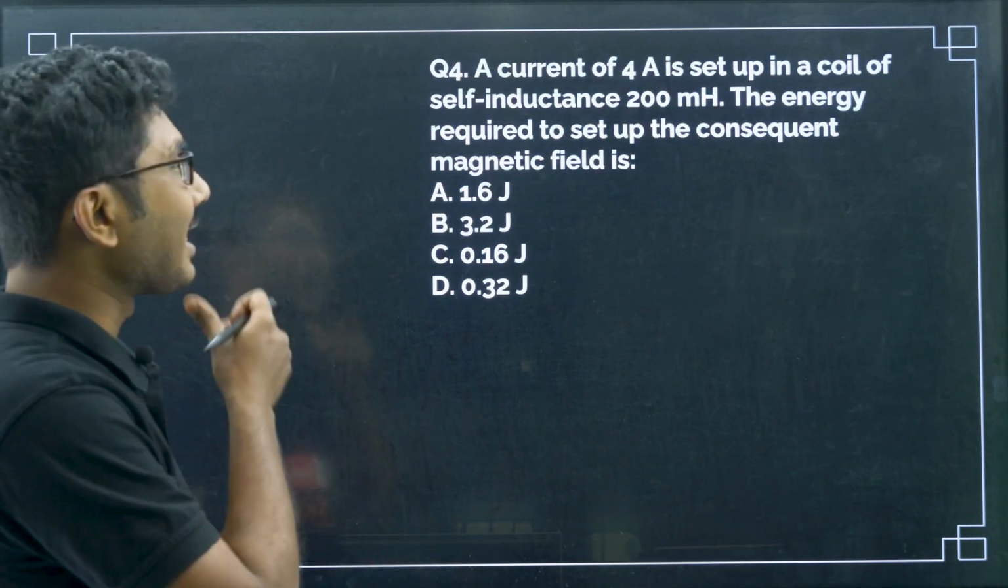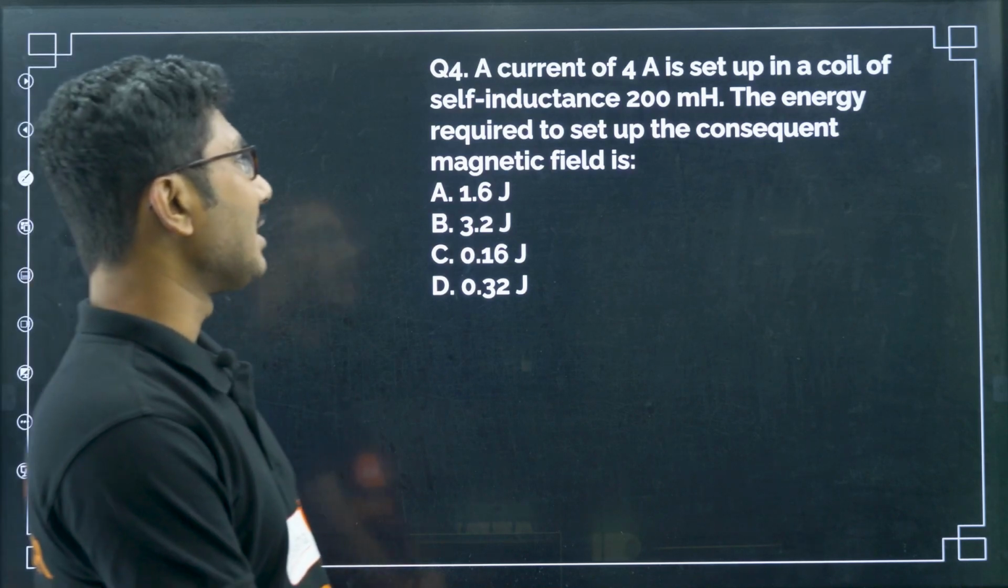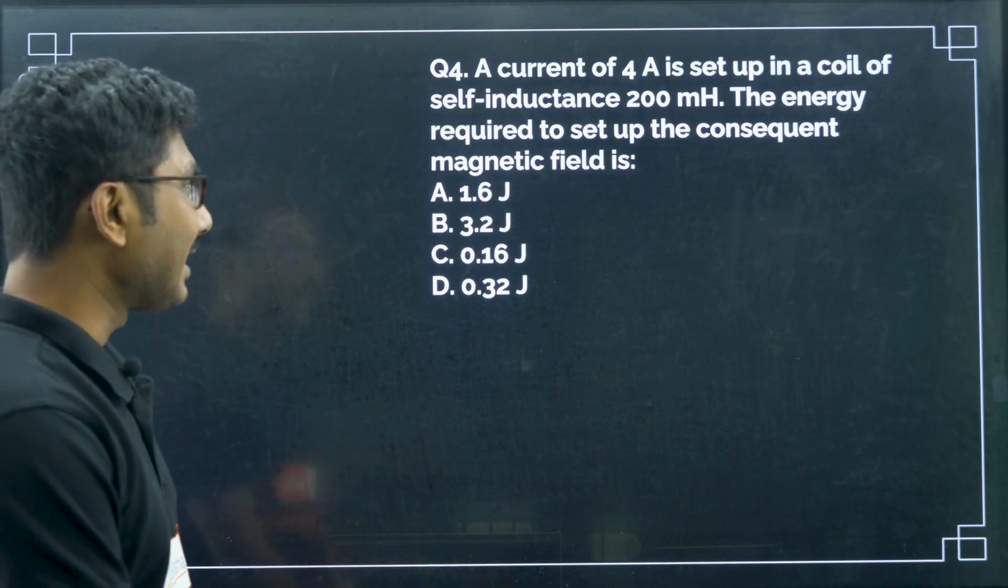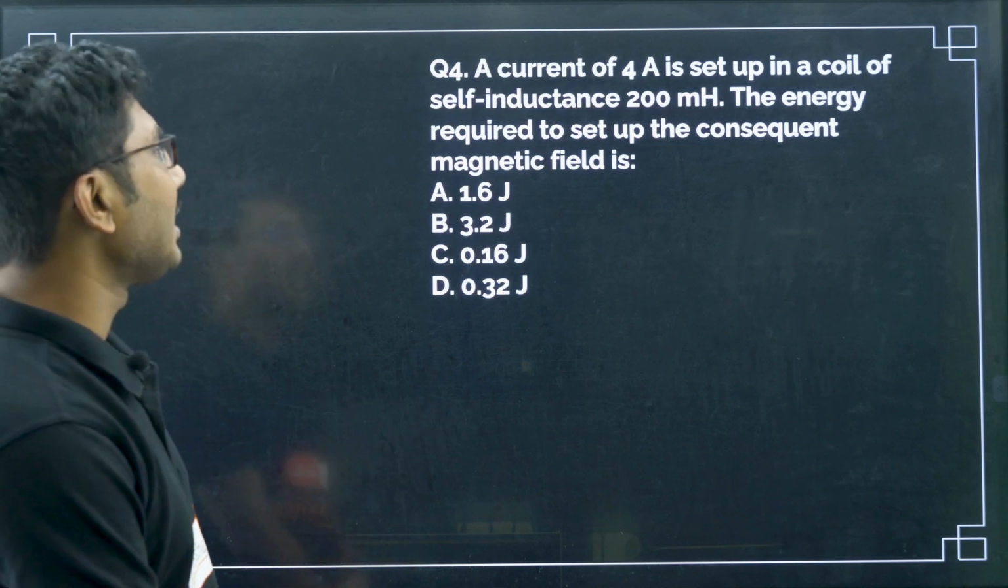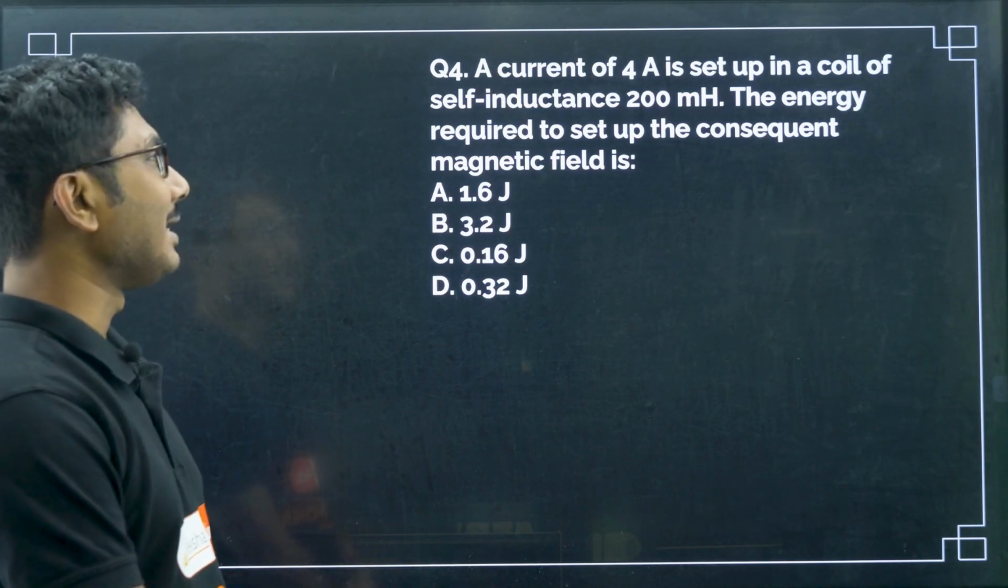Now, next question: a current of 4 ampere is set up in a coil of self inductance 200 millihenry. The energy required to set up the consequent magnetic field is?